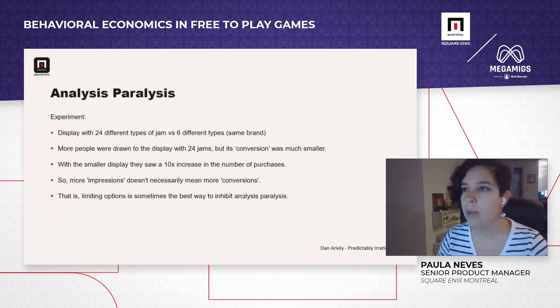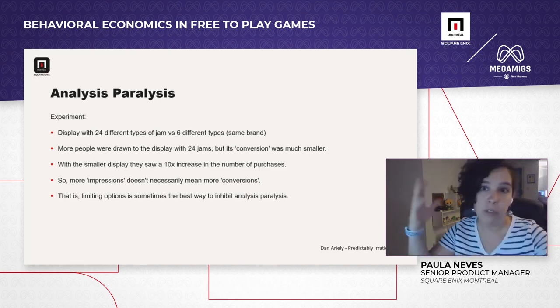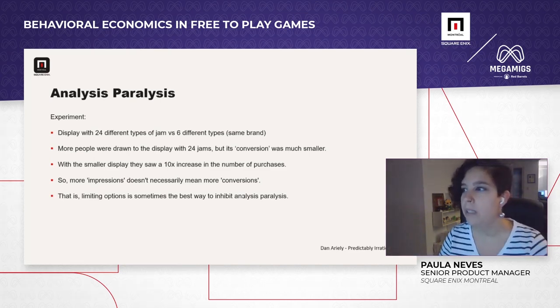experiment in a supermarket. They had a display with 24 different types of jams versus 6 different types. Same brand. Everything, variables were kept to a minimum. More people were drawn to the display with 24 jams because it was big and it was flashy. But the amount of people that actually bought jams, which I'm calling here a conversion, was much smaller. With a smaller display, they saw a 10 times increase in the number of purchases.